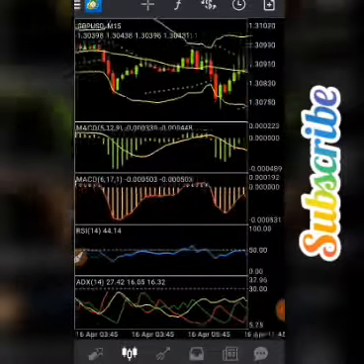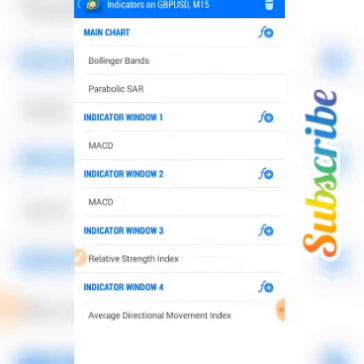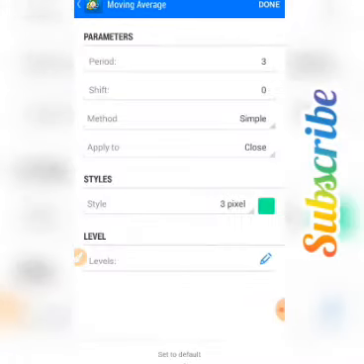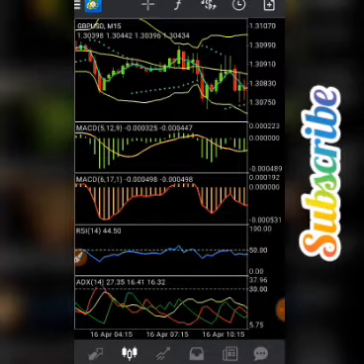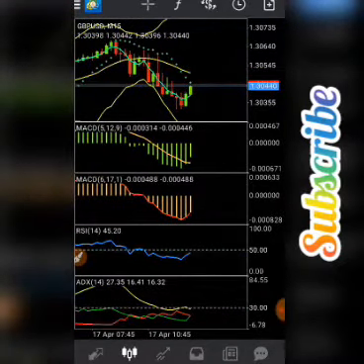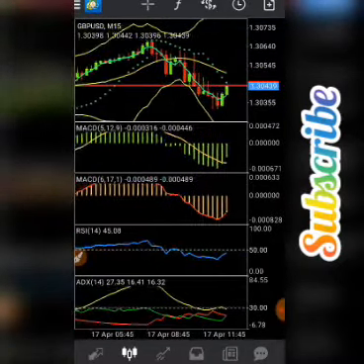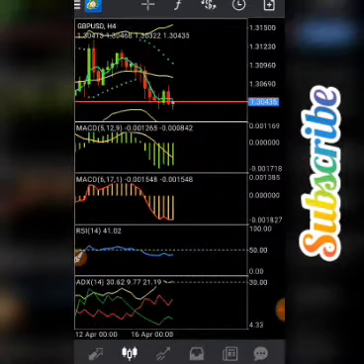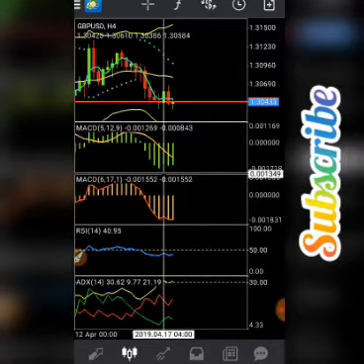Sometimes I apply a moving average. This is just off the Batman strategy, but you can see what I do. I add a moving average, I make it period 3 simple moving average, apply it to close, and then done. What it does for me is it gives me the right crossover.